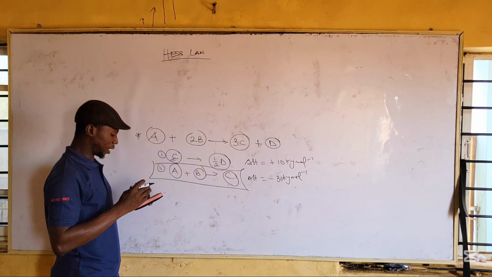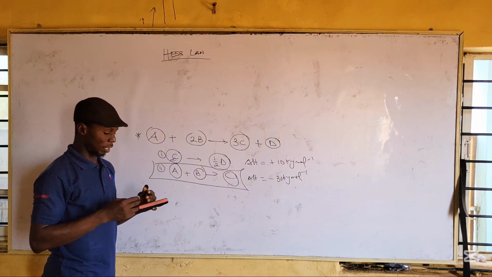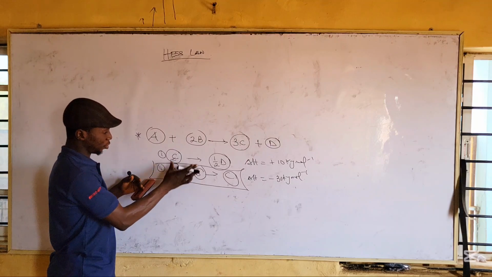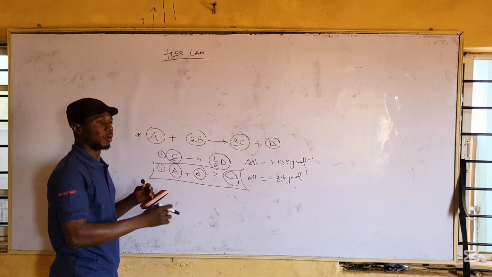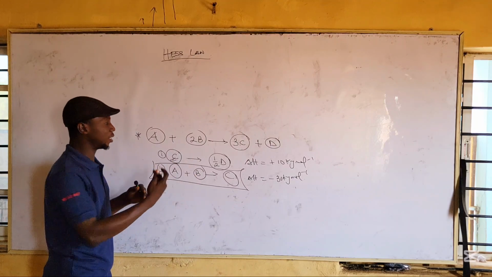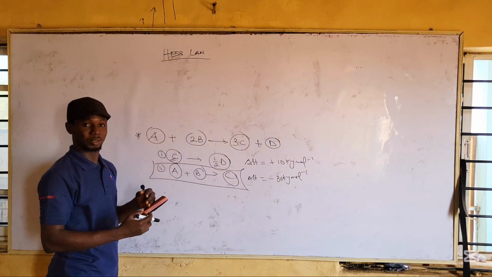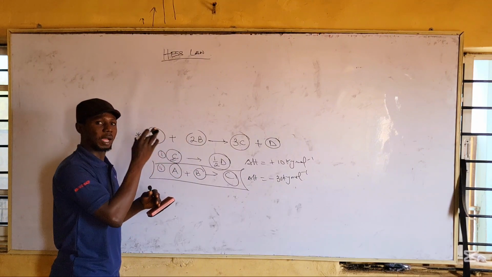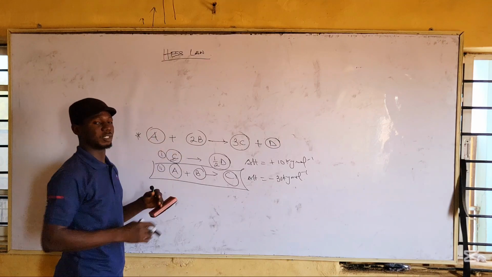So that is where people get confused when calculating questions on Hess's Law, because the other reactions, the other steps, will not be represented exactly the way we have it in the main reaction. So it means we have to do some things to the other reactions to make them suit our main reaction that we're interested in calculating its enthalpy.